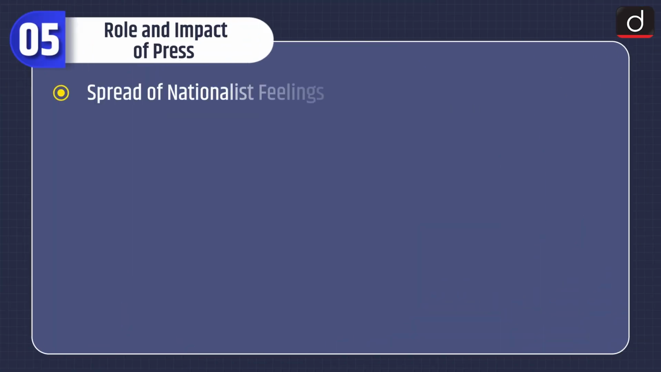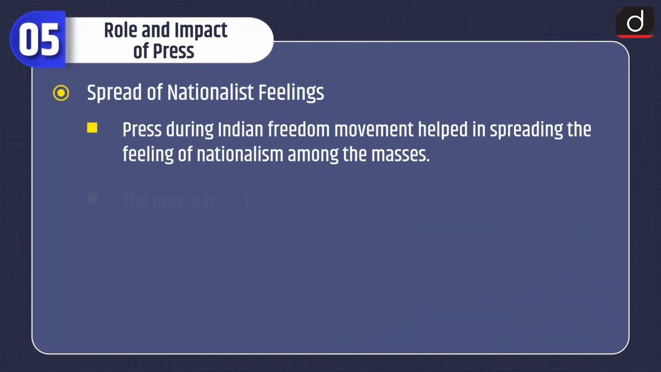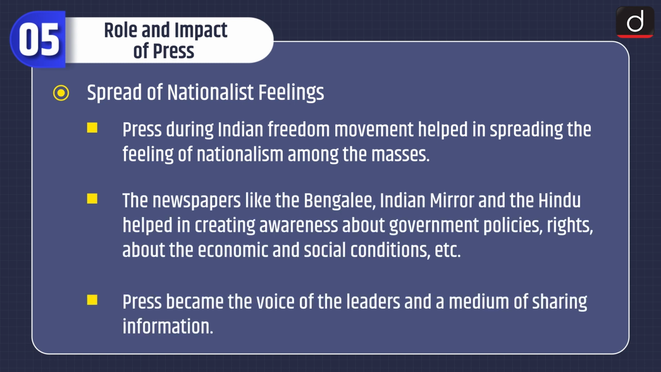Now lastly, let's discuss the role and impacts of press. First, spread of nationalist feelings. Press during Indian freedom movement helped in spreading the feeling of nationalism among the masses. The newspapers like the Bengalee, Indian Mirror and the Hindu helped in creating awareness about government policies, rights, and the economic and social conditions, etc. Press became the voice of the leaders and a medium of sharing information.